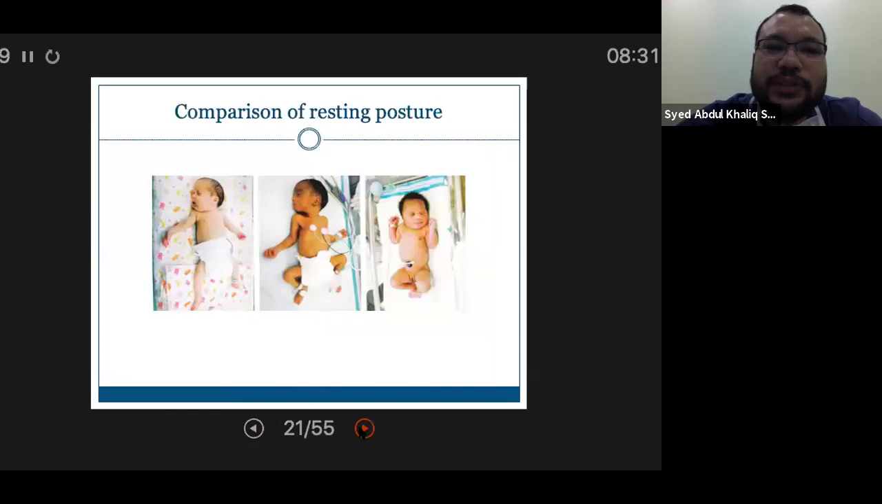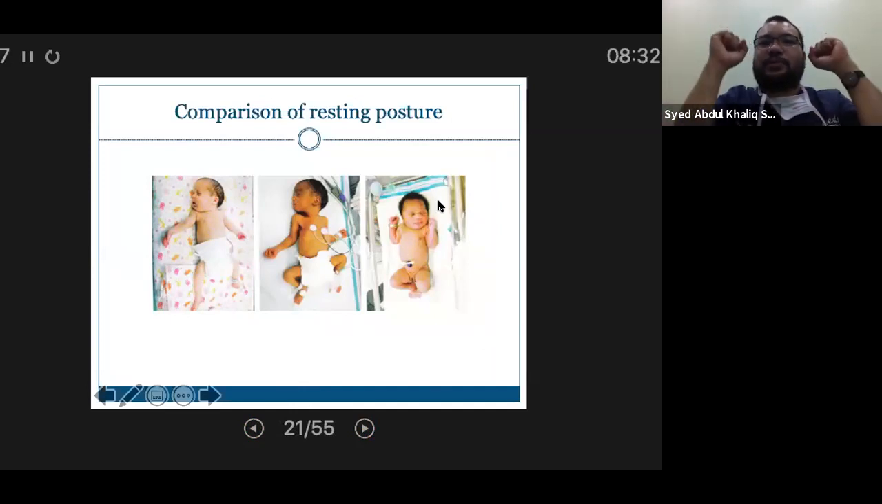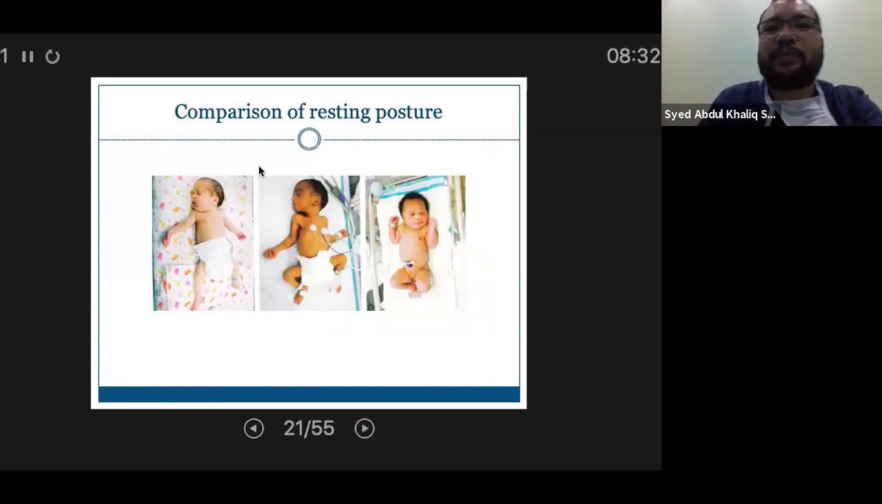So resting posture, tengok. Ni yang involve things macam arm recoil apa semua. Kalau term baby on the far right here, tangan dia pun macam tu. So muscle tone dia dah strong. Tapi kalau premature baby, dia more extended macam tu. So this is the resting posture of the baby. Kan? Because they are more scrawny, they are more small, the muscle tone is not that strong, so they tend to assume this posture on the left here.